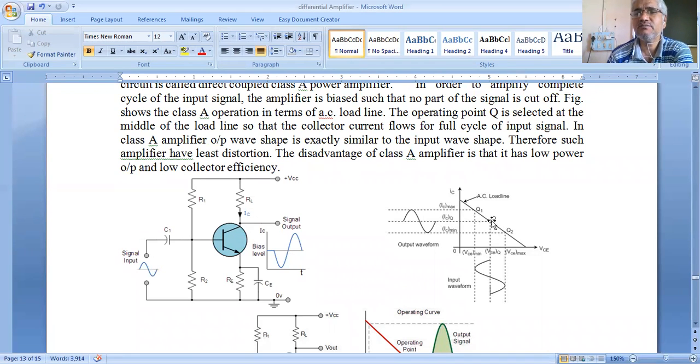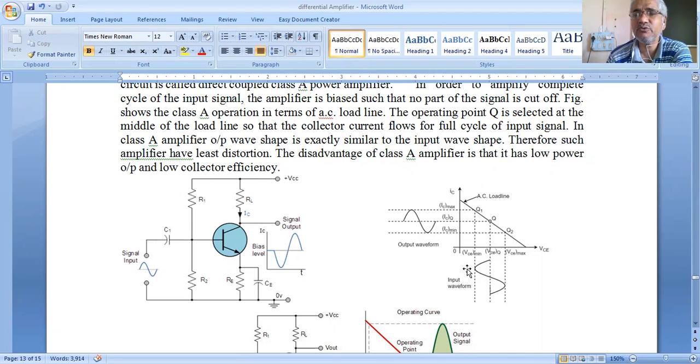So this ICQ is the collector current and VCEQ is the collector to emitter voltage when no signal is applied. When no signal is applied, त्याला आपण बायझिंग म्हणतो, बरोबर. म्हणजे using the biasing, ICQ gives the collector current and VCEQ gives the collector to emitter voltage when no signal is applied. ज्यावेळेला सिग्नल आपण अप्लाय केलेला नसेल त्यावेळेला त्याच्यातनं जाणारा डीसी करंट ICQ असेल आणि collector emitter voltage VCEQ असेल.